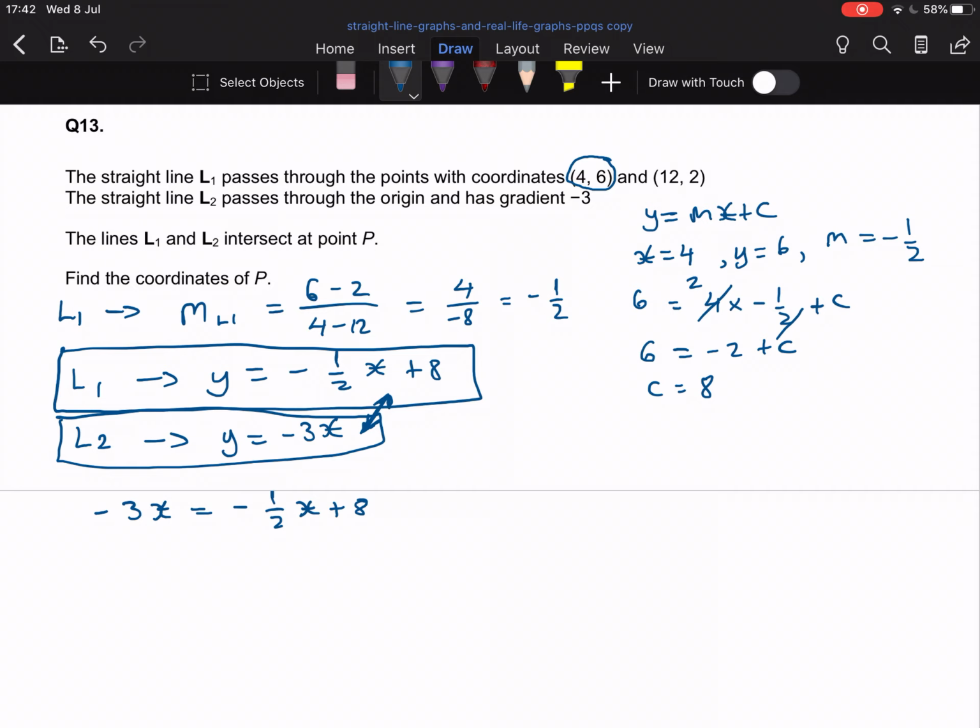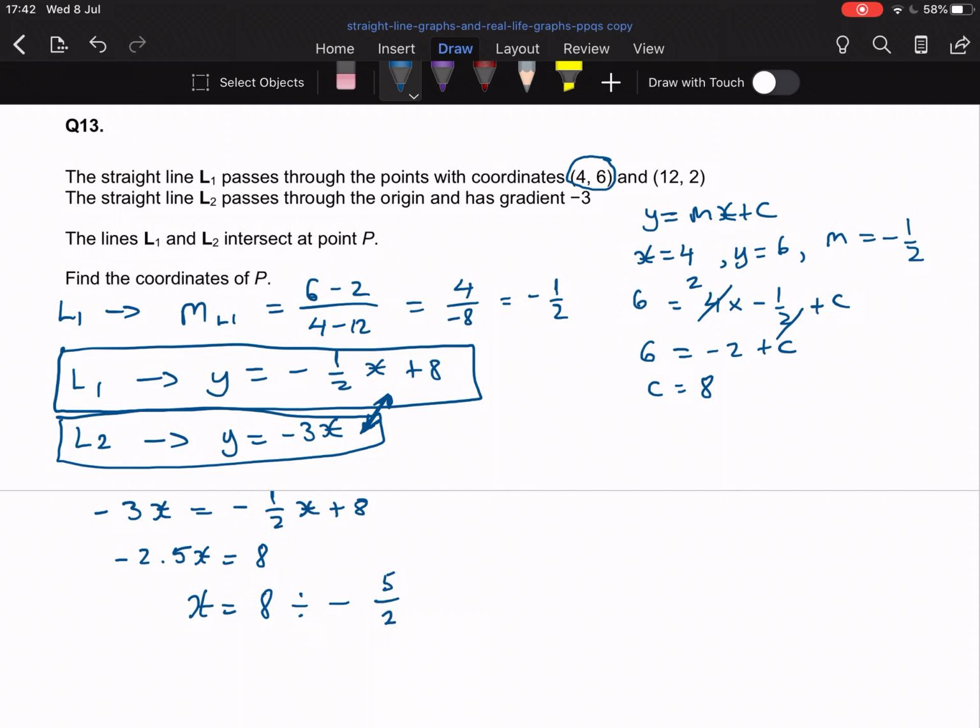So let's solve this equation. I'm adding half on both sides, and I'm getting -2.5x = 8. And then x is equal to 8 divided by -2.5. I'm going to turn it into a fraction because I don't really fancy dividing by decimals. So it's going to be divided by -5/2.